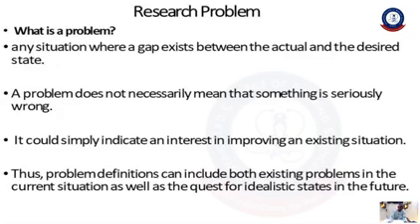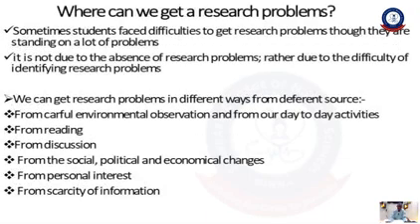We can get research problem in different ways from different sources. The first one is from careful environmental observation and from our day-to-day activities. From careful environmental observation, you can observe from your environment. So many problems exist, persist, that you can solve. But because we don't know that such problem exists within our environment, or because of maybe skepticism, we're afraid to mention such problem.